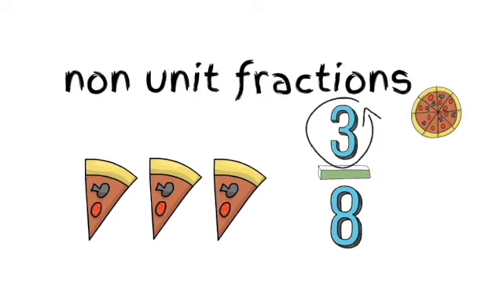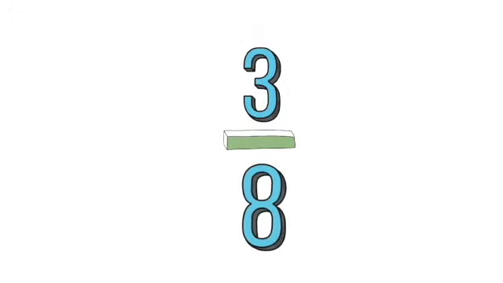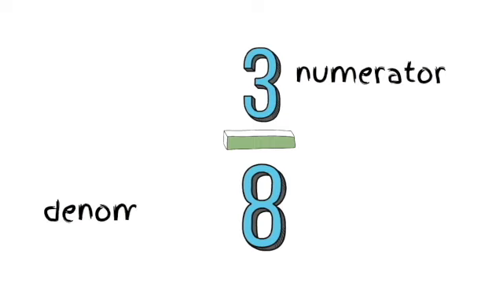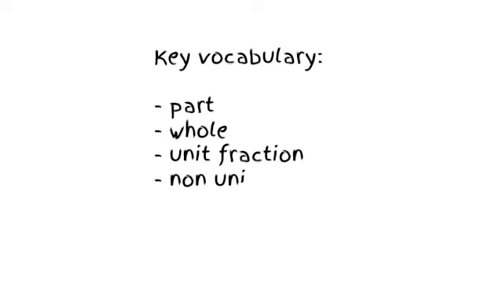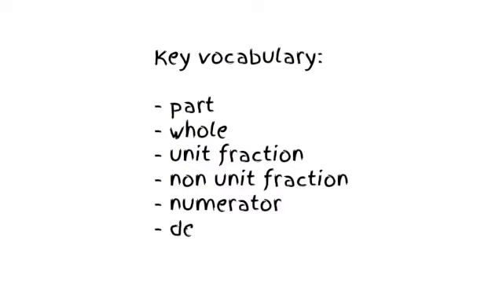Your child will also need to know the official names of the numbers in the fraction. So the top number is the numerator, and this tells you how many parts you have. The bottom number is the denominator, and that tells you how many parts the whole has. As your child becomes more familiar with the vocabulary, the deeper their understanding will be. So just a quick recap of the key vocabulary: part and whole, unit and non-unit fractions, and then numerator and denominator.